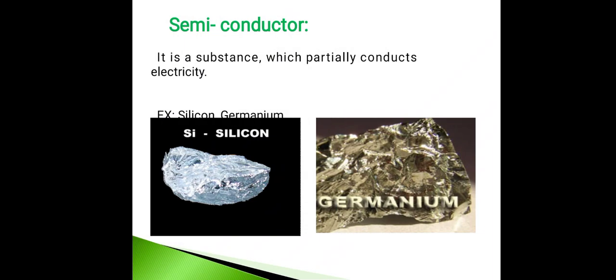And coming to the next important aspect, that is semiconductors. A semiconductor is defined as a substance which partially allows electric current to pass through it, and hence the conductivity is not too high and not too low. So this is a moderate conductivity of electricity. For example, silicon and germanium are the best examples of semiconductors.